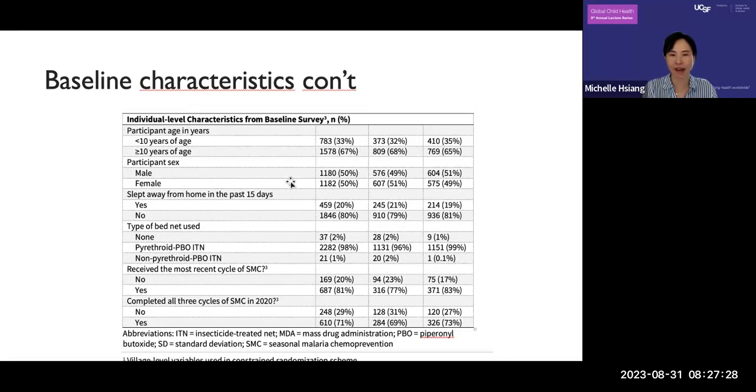This is some other factors: age, whether they spent a night in the past 2 weeks away, a measure of their travel. Bed net coverage was very high. Of the children less than 10, almost 80% received SMC, and about 70% completed all 3 cycles in the year before the trial.